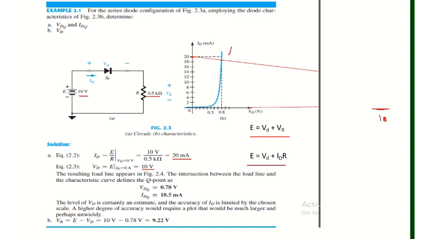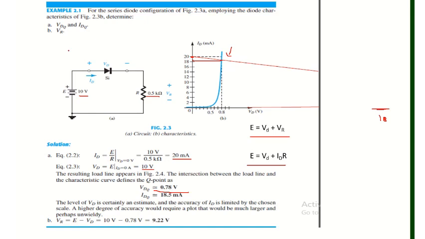This is called the Q point. So the value here is around 0.78 volts, as it is given, whereas the value here is approximately equal to 18.5 milliampere. So with the load line analysis, we got two values. One is VDQ, whereas the second one is IDQ.